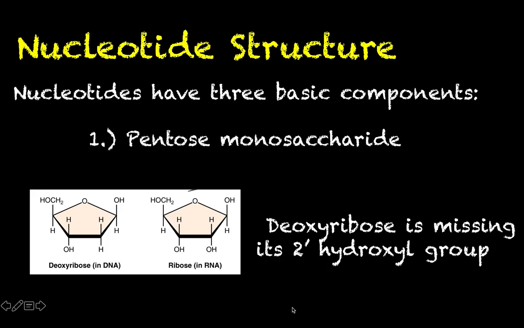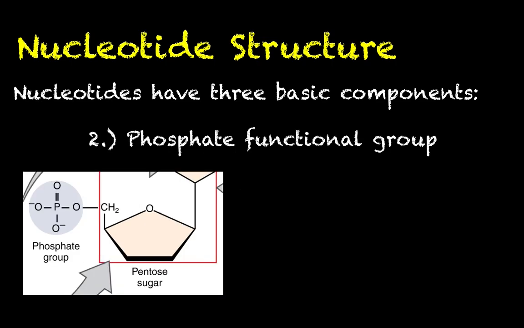If the 1', 2', 3' numbering system of sugars like this is new to you, the carbon that I'm pointing at right here on the right side of this oxygen atom is the 1' carbon, and then as you count around the molecule, 2', 3', 4', and then 5' right here. So deoxyribose is missing its 2' hydroxyl group. If we look at ribose, you can see that there is a 2' hydroxyl group here, whereas that hydroxyl is replaced with a single hydrogen atom there, and that is why deoxyribose has its name.